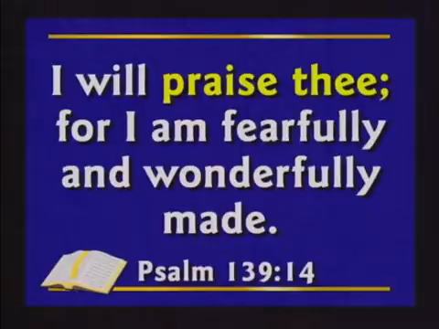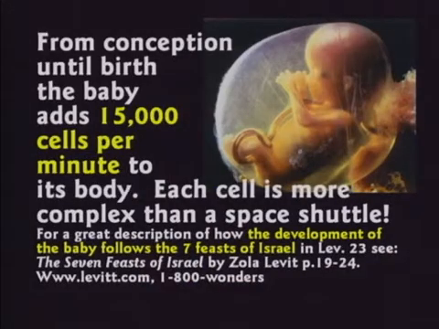David said, I will praise thee, for I'm fearfully and wonderfully made. He didn't even have a microscope, and he could figure it out. You know, from conception to birth, the baby adds 15,000 cells per minute to its body, each one more complex than a space shuttle. How would you like to be in charge of supplying materials for a factory that's producing 15,000 space shuttles a minute?